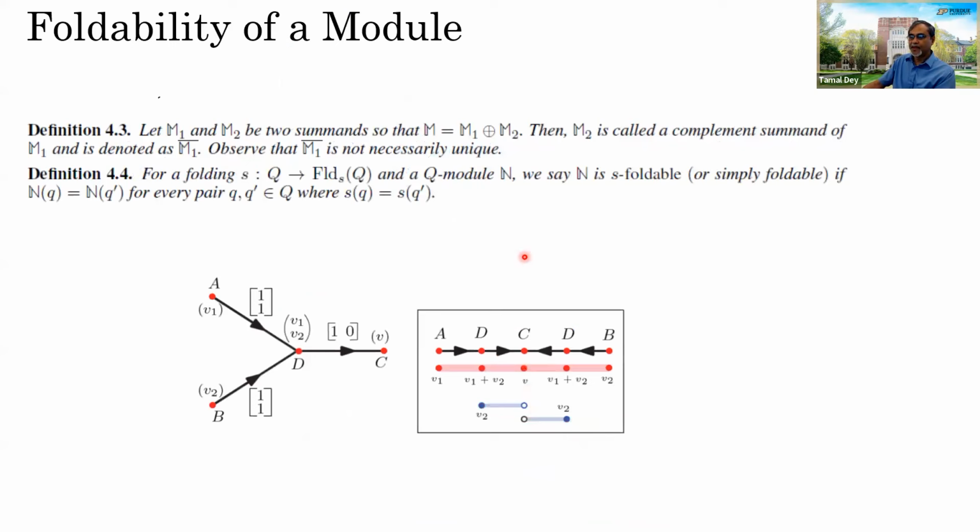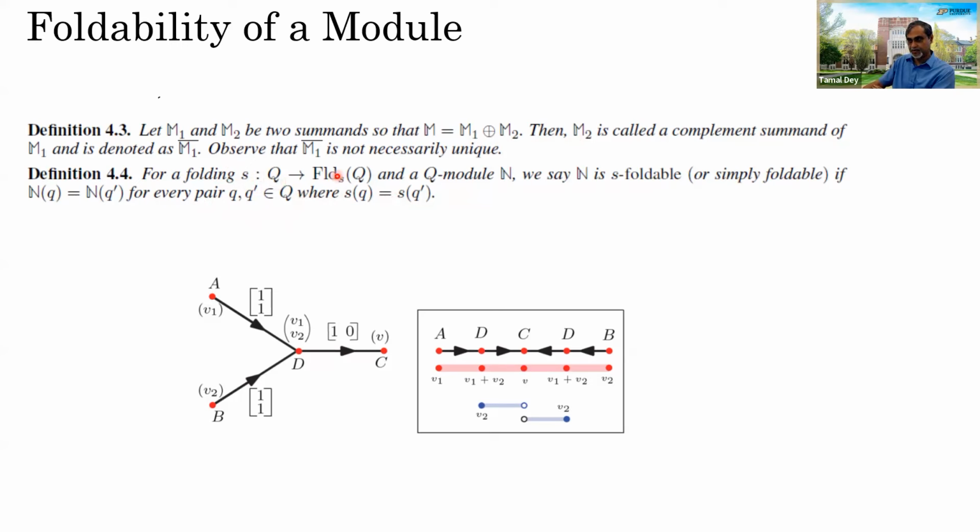Okay, so now I have to define what we mean by foldability of a module. One notation I'll be using: if M1 and M2 are two summands of the module M, then I'll sometimes denote M2 as the complement module of M1, M1 bar is M2. But remember, M1 bar is not necessarily unique. There could be more than one which are complements of M1 actually.